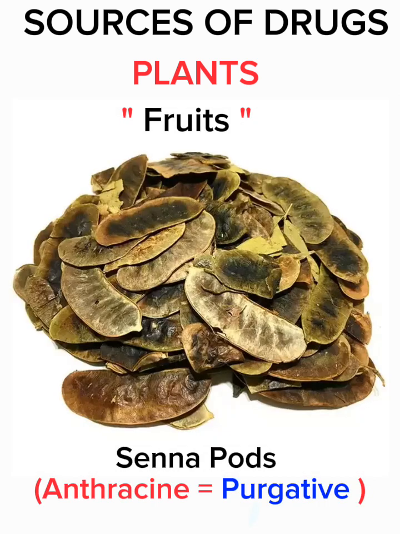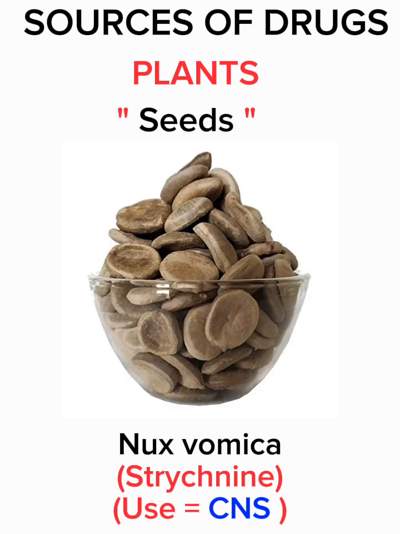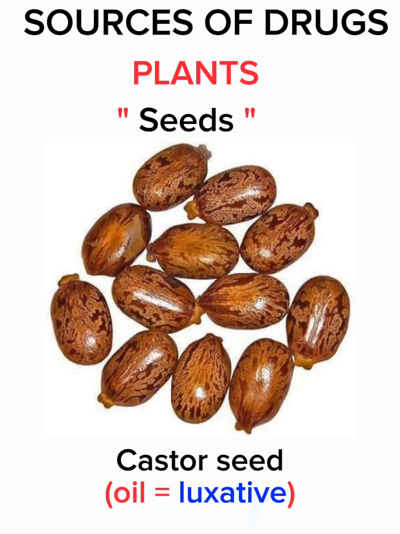From the fruits, we can have senna pods. From senna pods, we get anthracene. Anthracene is a purgative. You need to remember it's used in situations of constipation. And then calabar beans. From calabar beans, we get a very important cholinergic agent called physostigmine, however you want to pronounce it. And then from the seeds, we can have Nux vomica. From Nux vomica, we get strychnine. Strychnine is a CNS stimulant. From the castor seeds, we can derive castor oil, and that oil can be used as a laxative.